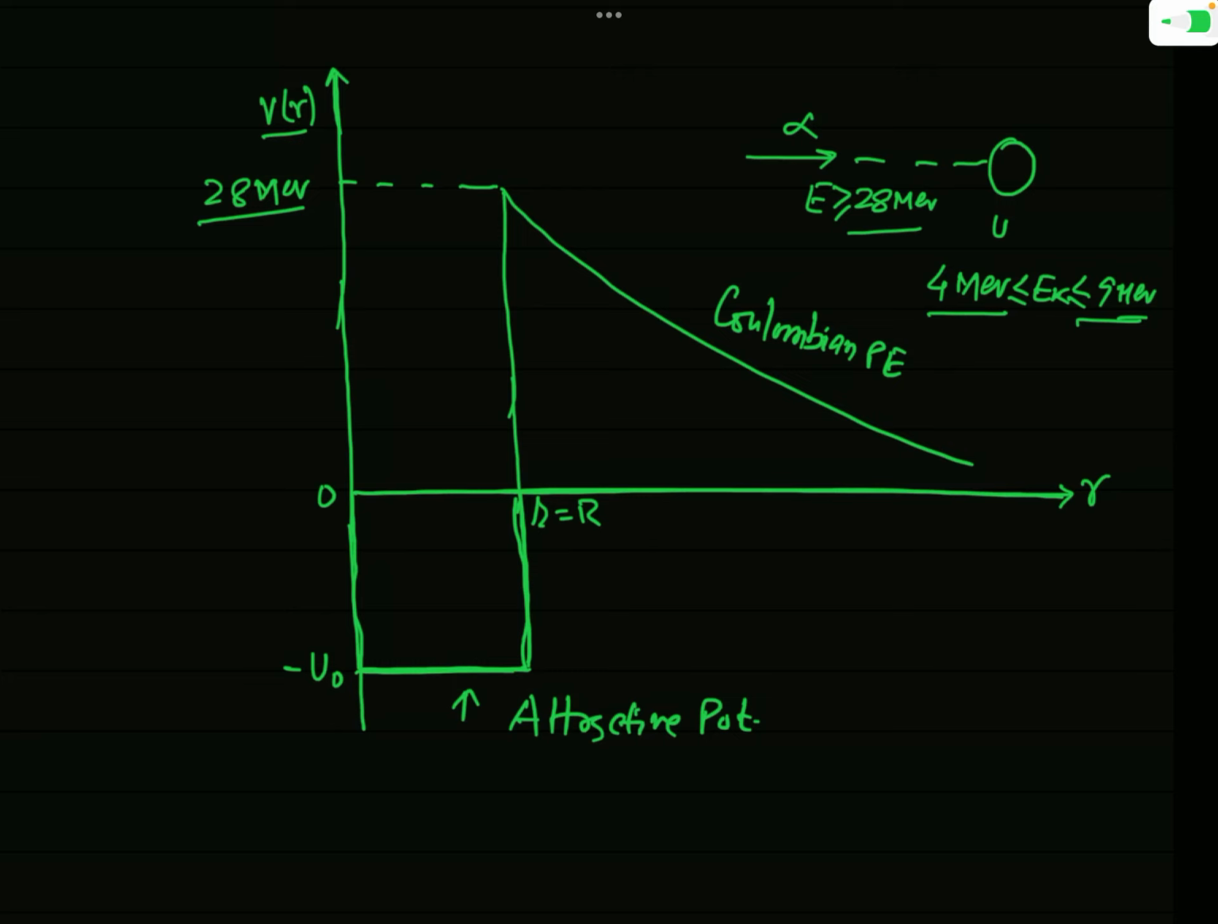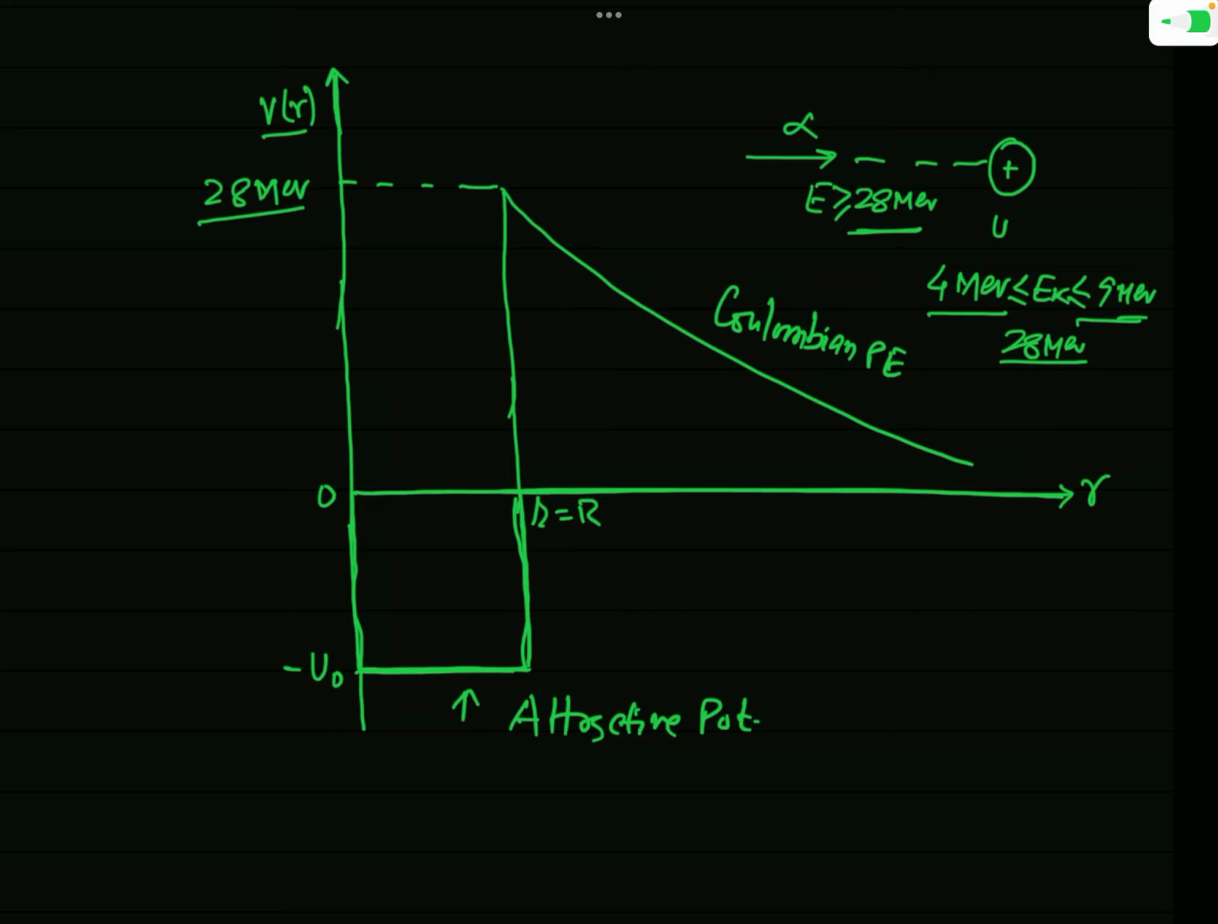But to penetrate into the nucleus of uranium, at least the energy of the alpha particle should be 28 mega electron volt. So, according to classical physics, an alpha particle will never penetrate into the nucleus of uranium. This is just one example. In fact, in case of other nuclei, the height of the potential barrier is also of this order, 28 mega electron volt, and whatever the height of the potential barrier, it is definitely greater than 9 mega electron volt.